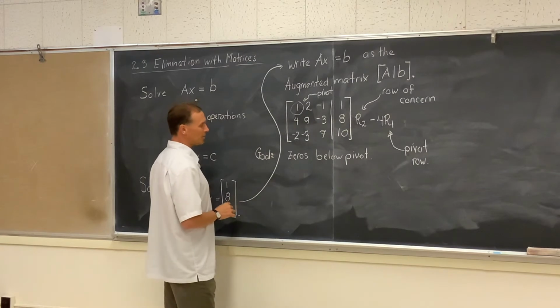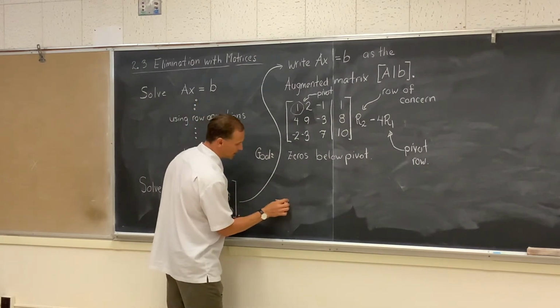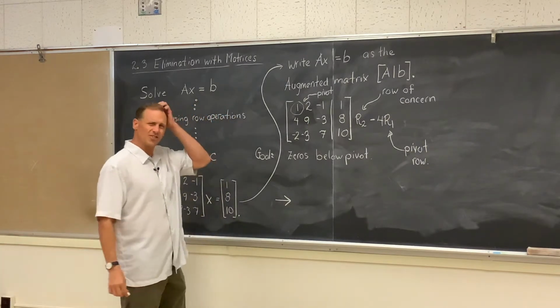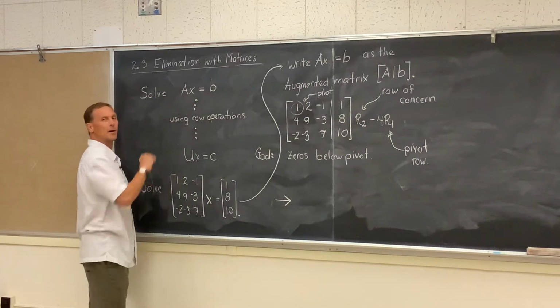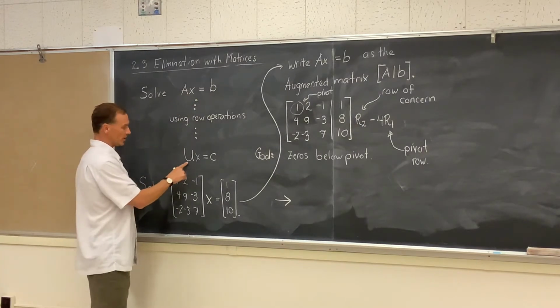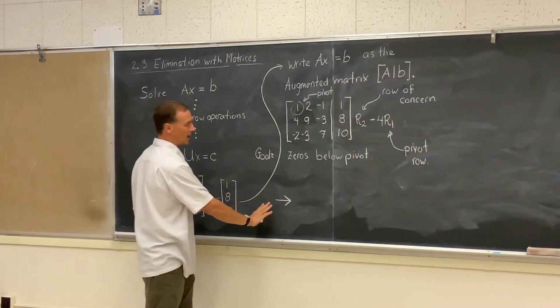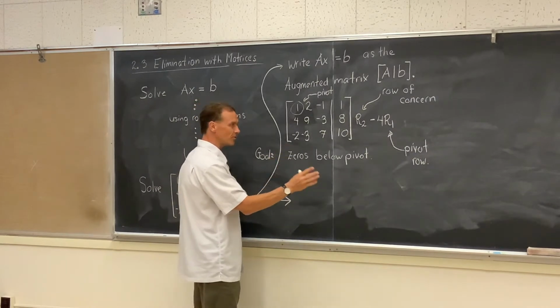Now, we don't put an equal sign. Let's just use an arrow. Usually you just use an arrow because it's not necessarily equal. There's changes that have been made. For example, this matrix here is not equal to that matrix there, or U is not equal to A. So we're just going to use an arrow to indicate our progression of changes.